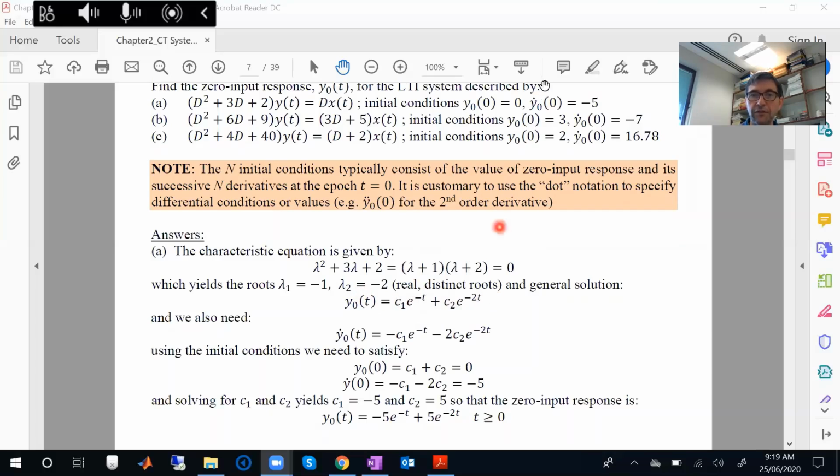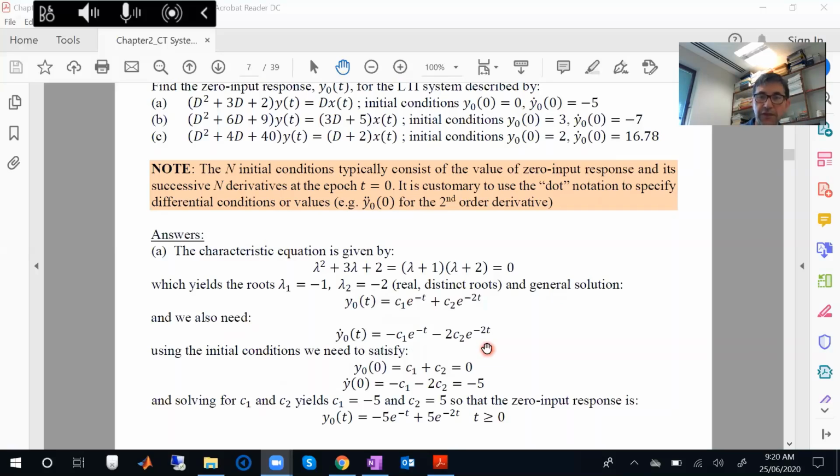Now you also need the first order derivative of y, of the output. So we need to take the derivative of that. That gives us this. And then we equate these to the initial conditions at t equals 0. When t equals 0, this should equal C1 plus C2, because e to the 0 is 1, and that's e to the 0 as well, that's 1. C1 plus C2 is equal to the initial condition 0.